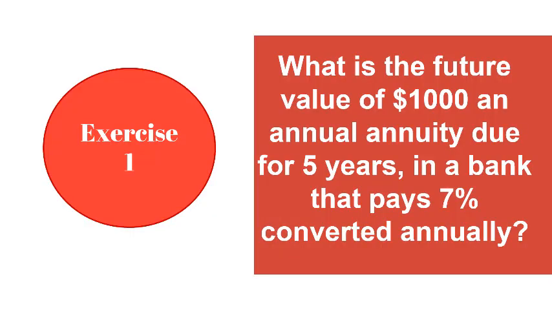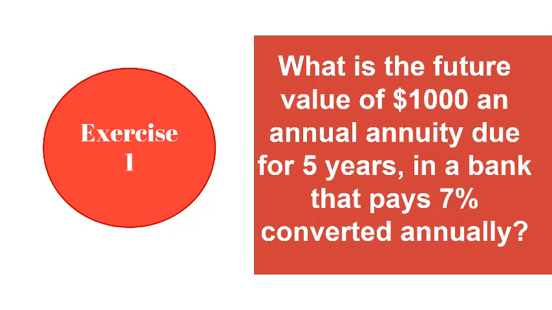Exercise number 1. What's the future value of $1,000 annual annuity due for 5 years in a bank that pays 7% converted annually? In this example, we have R equal $1,000, the annuity paid at the beginning of each period. The total time equals 5 years, and the number of annuities equals 5.